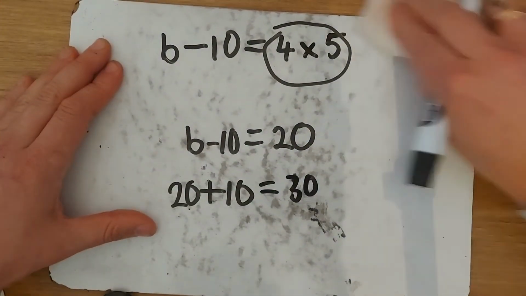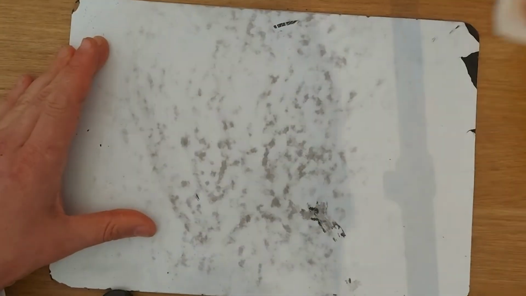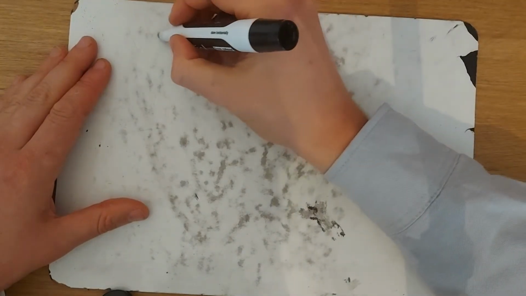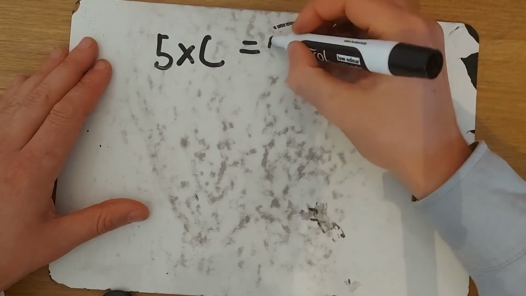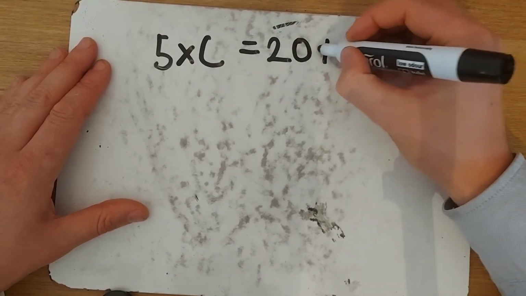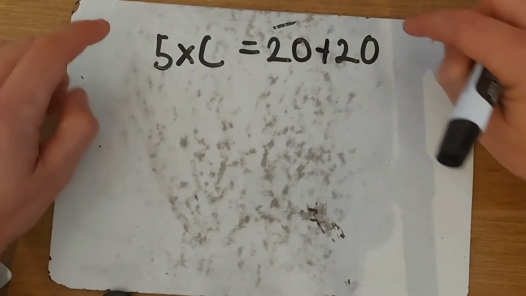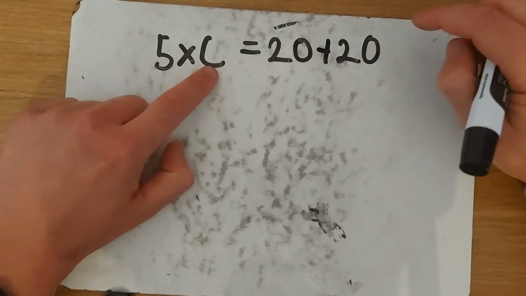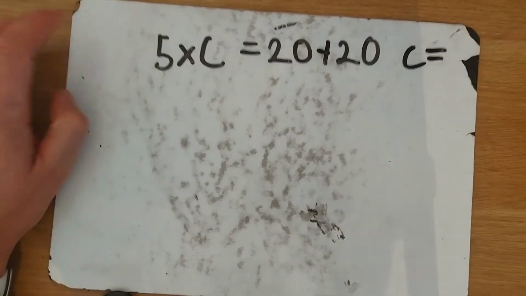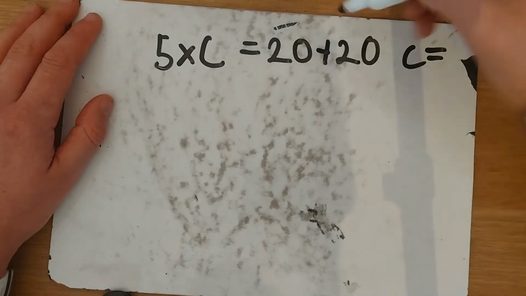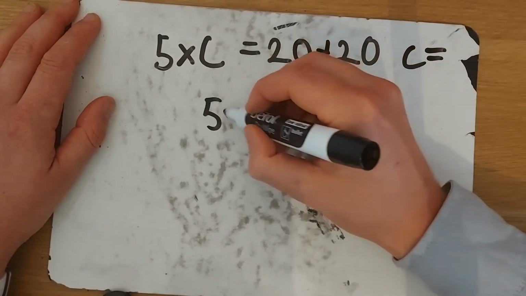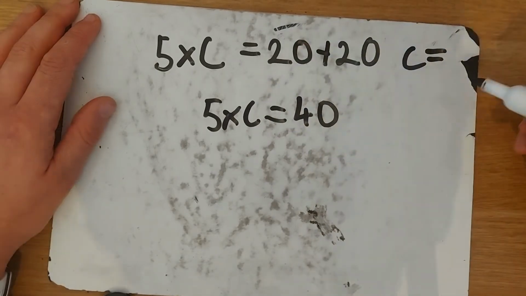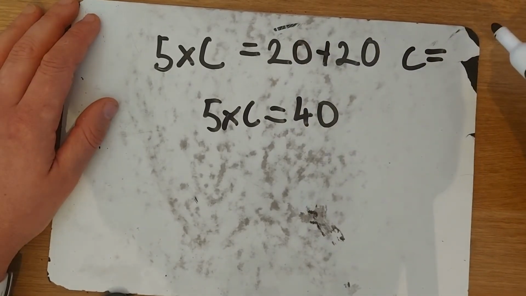Okay? Right then. Let's do another one. Let's do 5 times C equals 20 plus 20. Here's my equation. First step, there's my algebra, the C. Second step, add this together. Write this down here. Okay, make sure you're not rushing as much as me. Keep it neat, and that helps you.